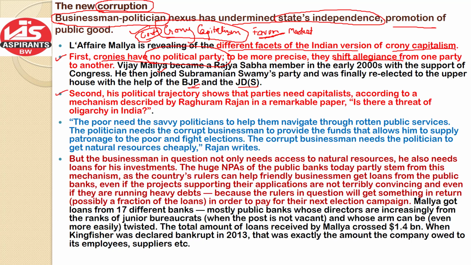What is the other facet? Another important point of the Indian version of crony capitalism is that the political trajectory of the cronies shows that parties need capitalists. But why are these parties accepting them in their own party? Because they also need funds. The political parties also need funds in the elections. Although they know that these cronies do not belong to one party, still they are accepting them because they also need the funds.